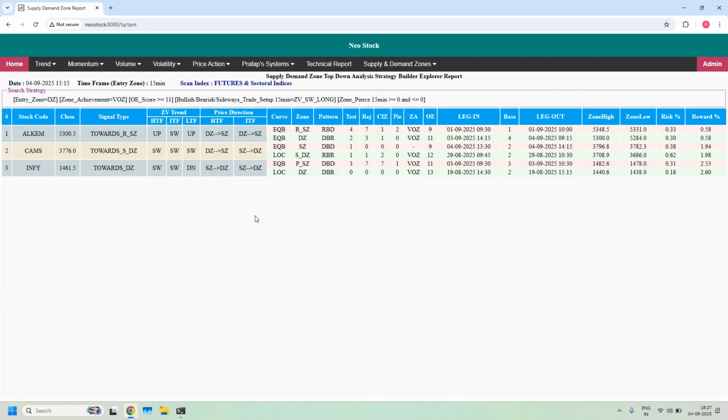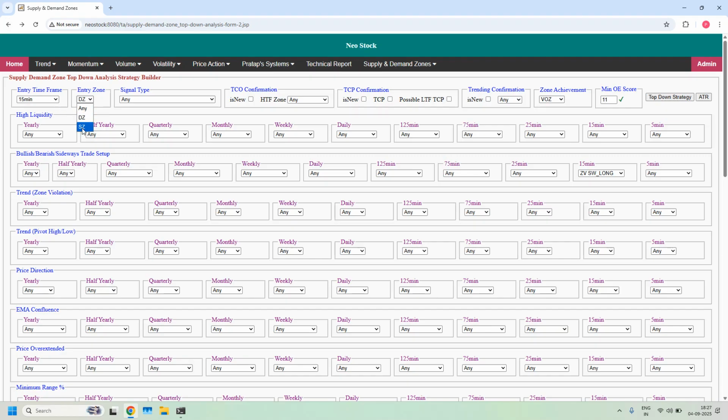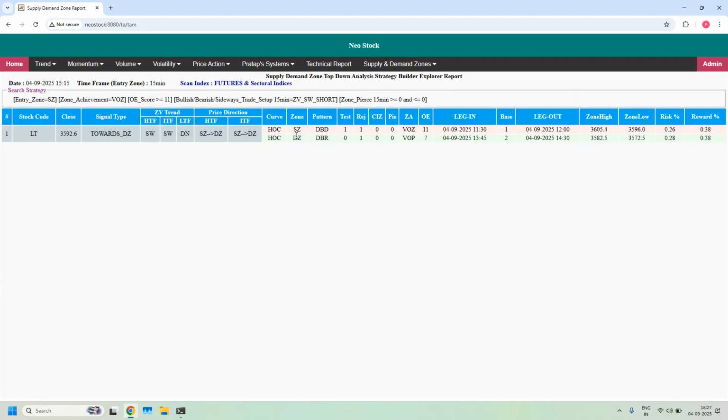Entry time frame zones are 15 minutes demand zones. All these 3 demand zones are supporting sideways long trade setup for daily income trade. Next, sideways short trade setup for daily income trade. Entry time frame zone 15 minute supply zone and also here sideways short. Let's filter. We got 1 stock.